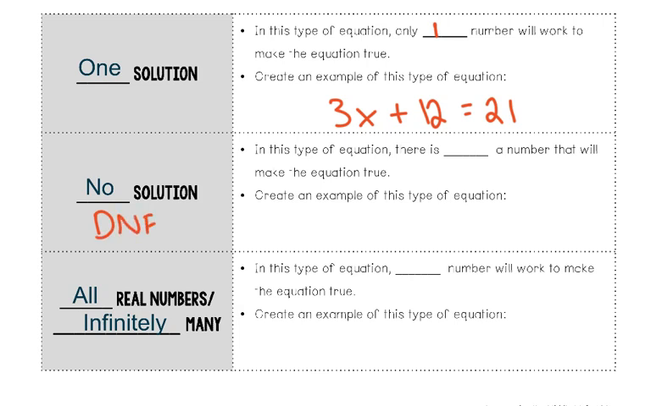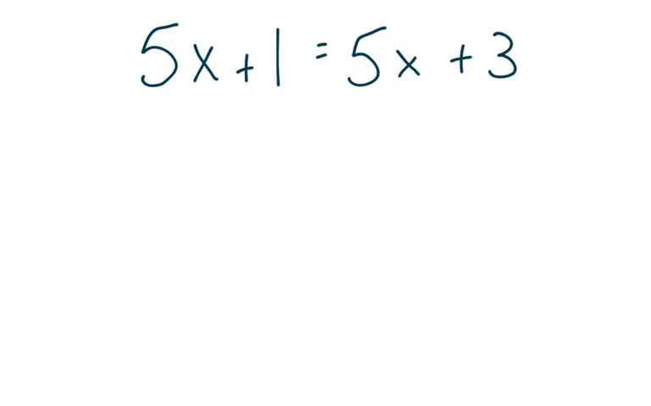Sometimes we call that a DNE. So DNE means does not exist. In this type of equation, there is no solution. There is not a number that will make the equation true. So an example of this type of equation might look something like this. You could have 5x plus 1 equals 5x plus 3.